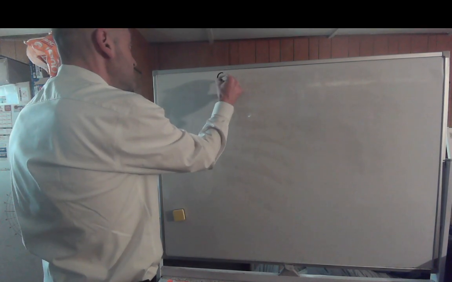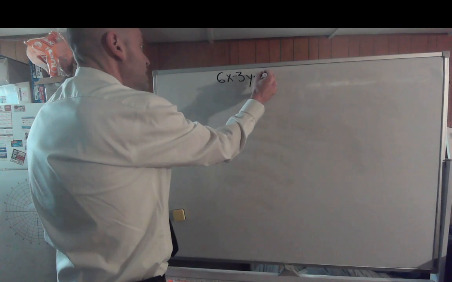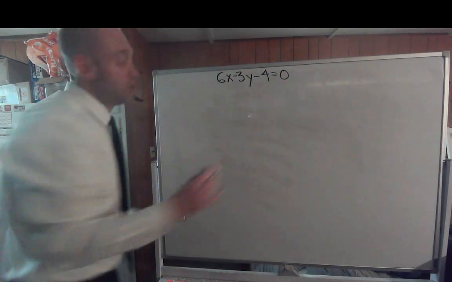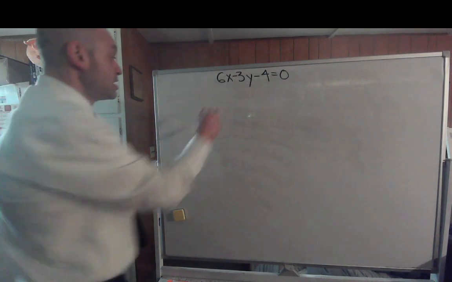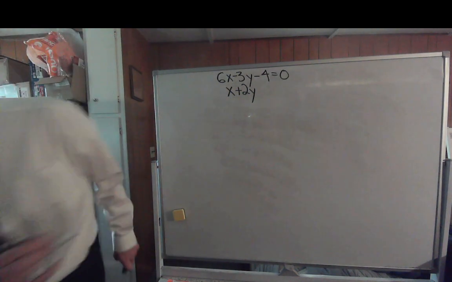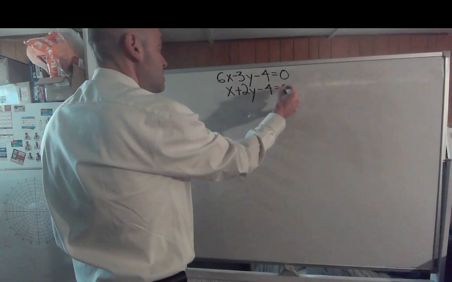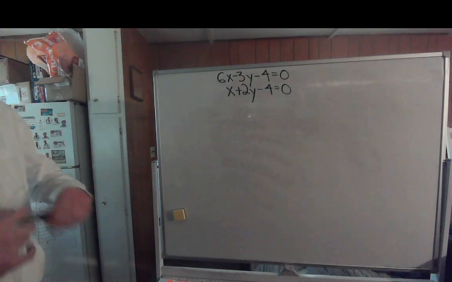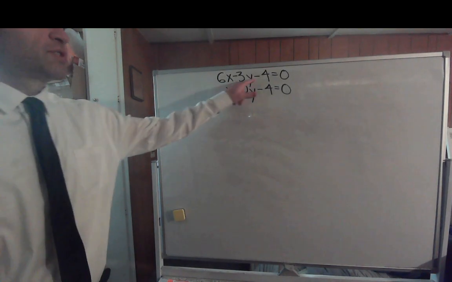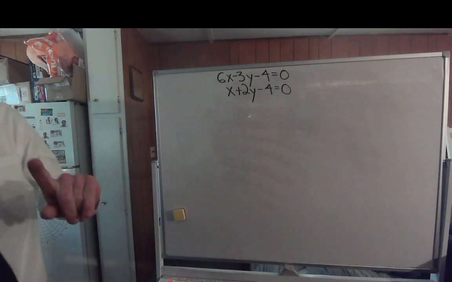Alright, so we have 6x minus 3y minus 4 equals 0. Then we have x plus 2y minus 4 is equal to 0. Again, we want to use the method of substitution. So 6x minus 3y minus 4 equals 0. X plus 2y minus 4 equals 0.